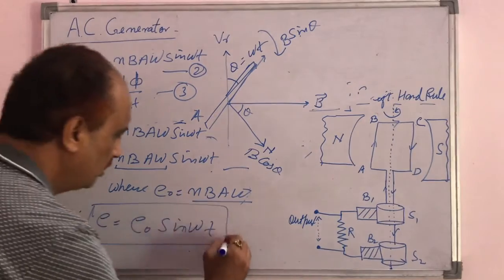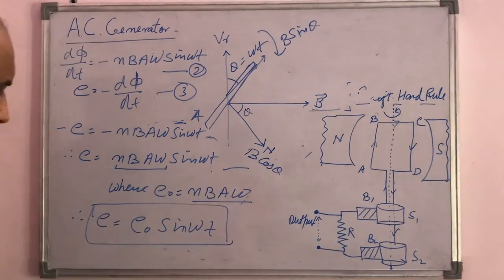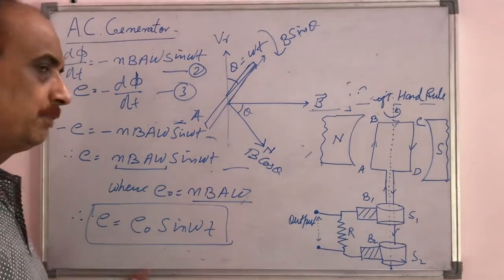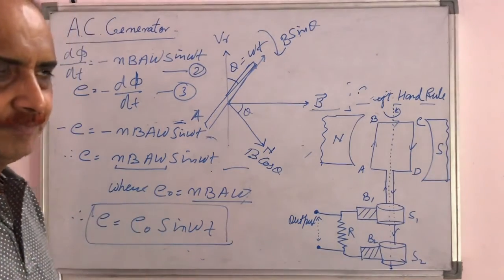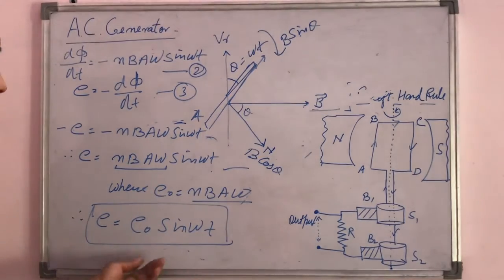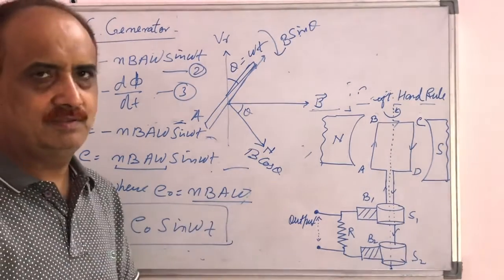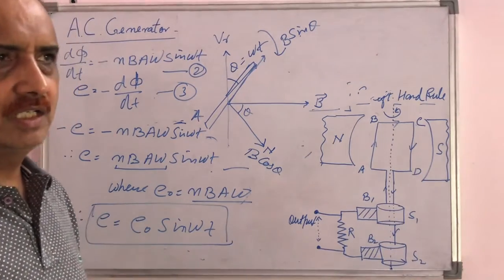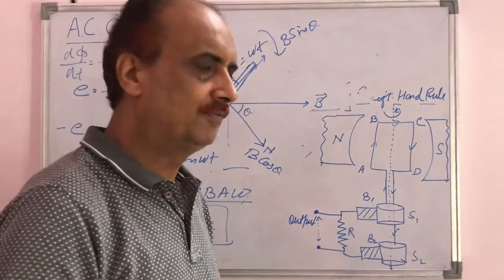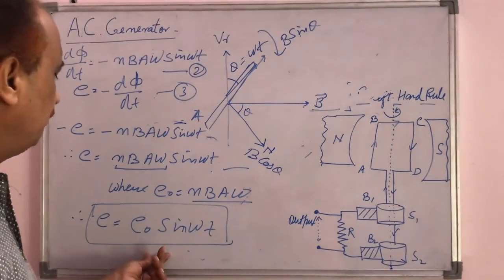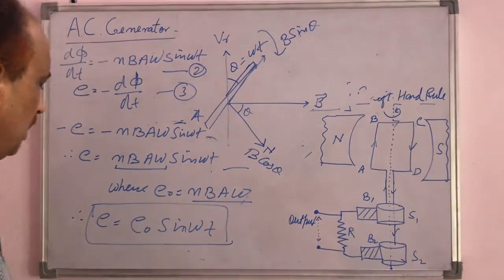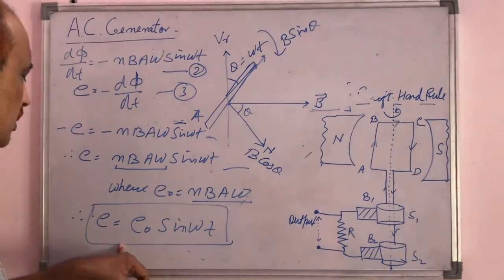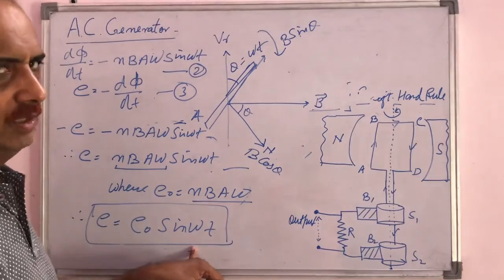So this is the EMF equation, and this equation represents the alternating EMF. We will use this equation in the chapter to discuss alternating current or alternating EMF. The EMF which is produced in the coil is the alternating EMF, and it can be represented by the equation E = E naught sin omega t.